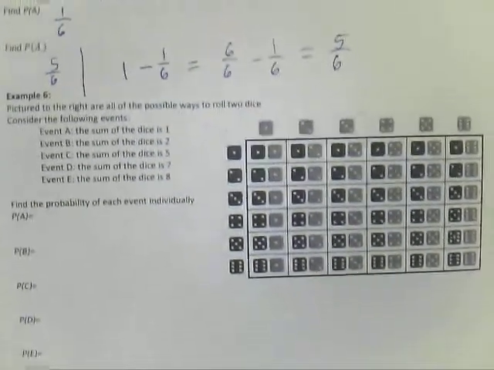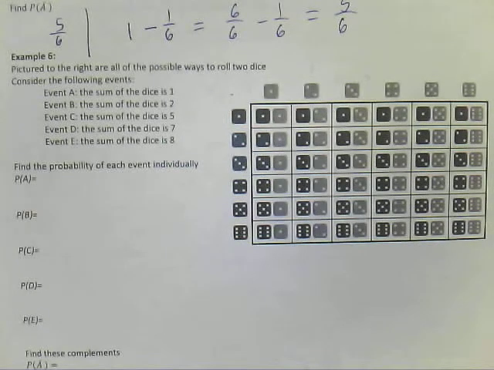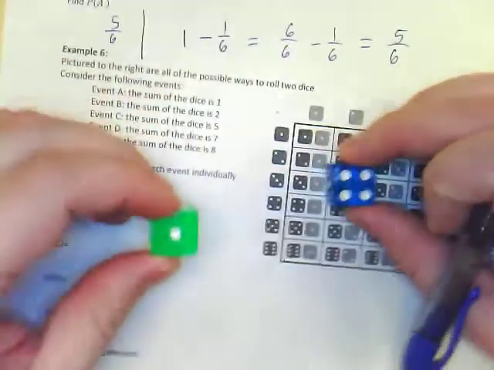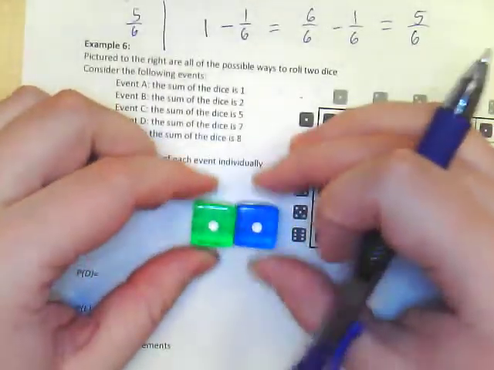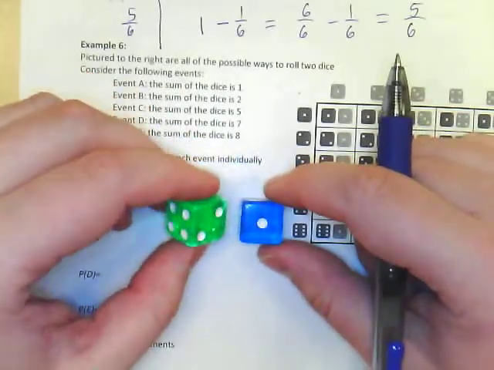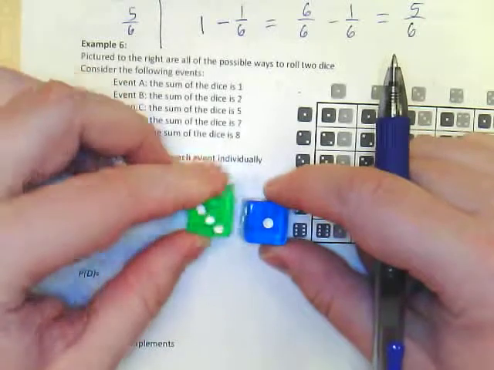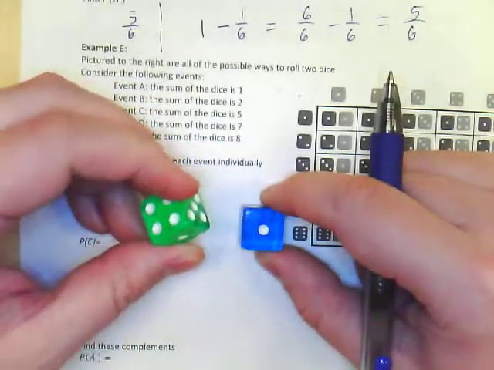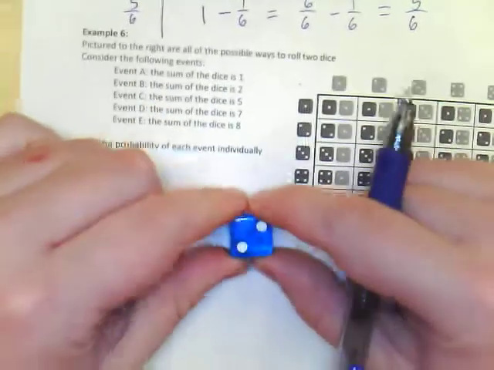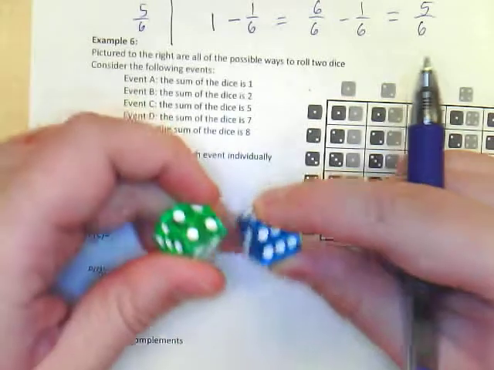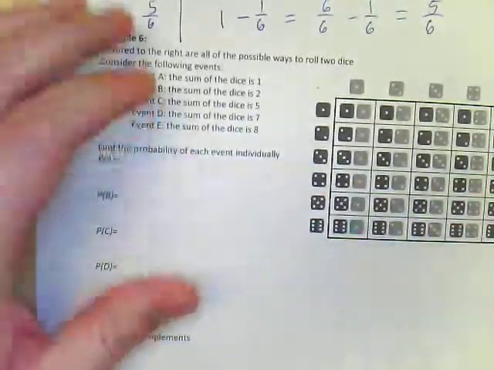Okay, let's look at rolling 2 dice now. If we're rolling 2 dice, then we've got a whole bunch of different options. We could roll a 1 and a 1, or a 1 and a 2, or a 1 and a 3, or a 1 and a 4. If the blue one's 1, we've got 6 options for the green one. Then the blue one could be 2, and we've again got 6 options for the green one. If the blue one's 3, we've got 6 options for the green one. We've got all these different options.